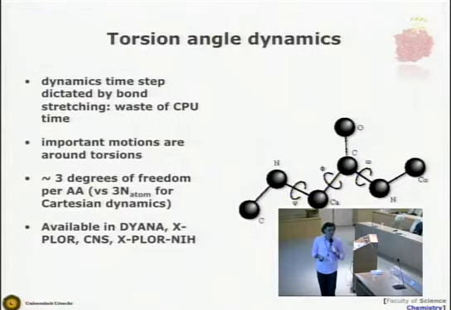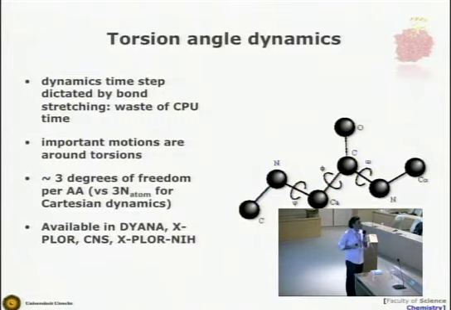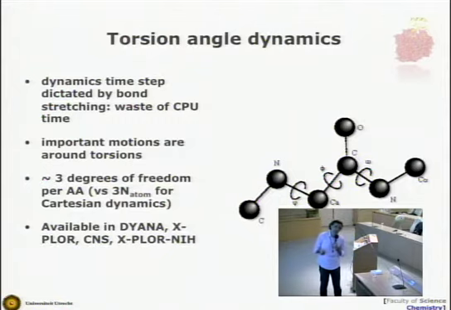One of the features of HADDOCK is that we use, in part of the protocol, torsion angle dynamics. So the degrees of freedom are not the individual atoms anymore, but the torsions around bonds. And this is implemented, among others, in CNS; Explor-NIH also supports that. And the advantage of that is that it's very easy for us to freeze degrees of freedom and release them. So we are doing some kind of simulated annealing. So we go to high temperature and cool the system.